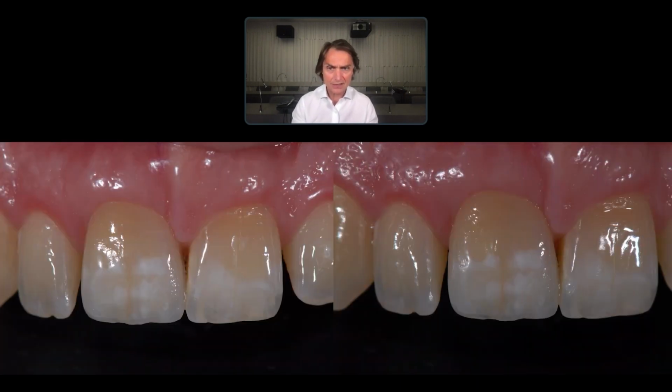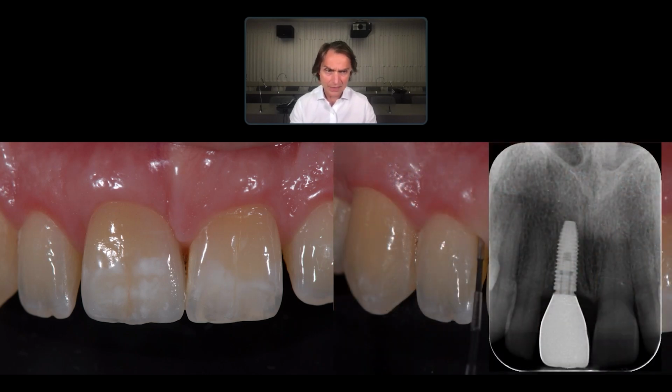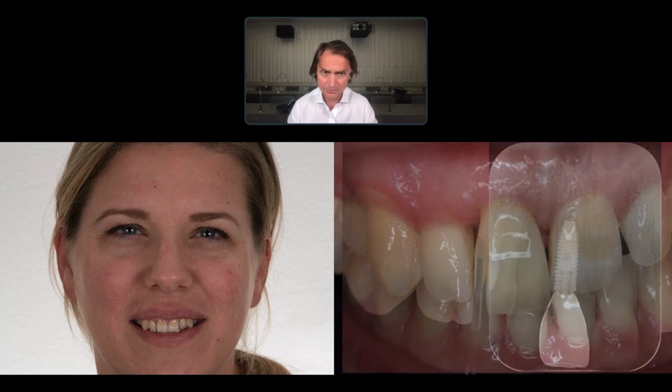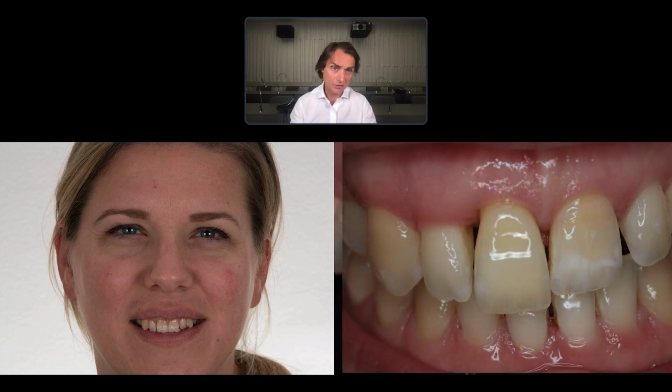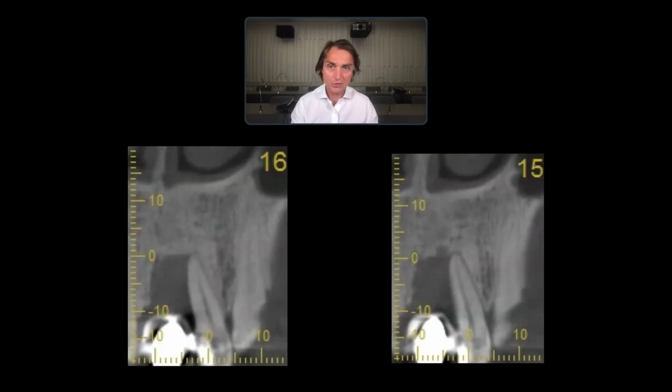And you see here the final crown, the final crown that is mimicking the color of the neighboring teeth. And here with a probe, and here is the X-ray. And here's the smile of the patient. As you see here, the high smile line. Patient has now a pretty much perfect papilla. And this is the original smile.